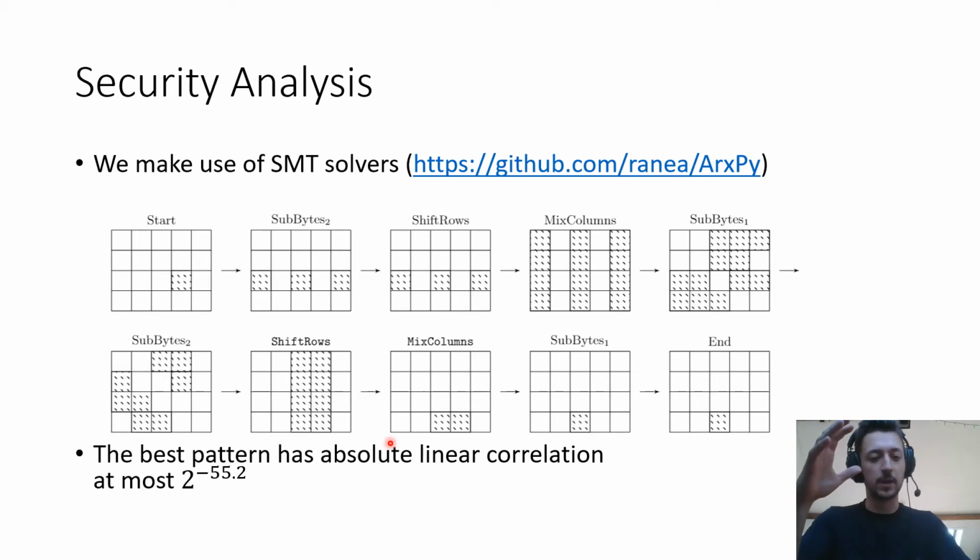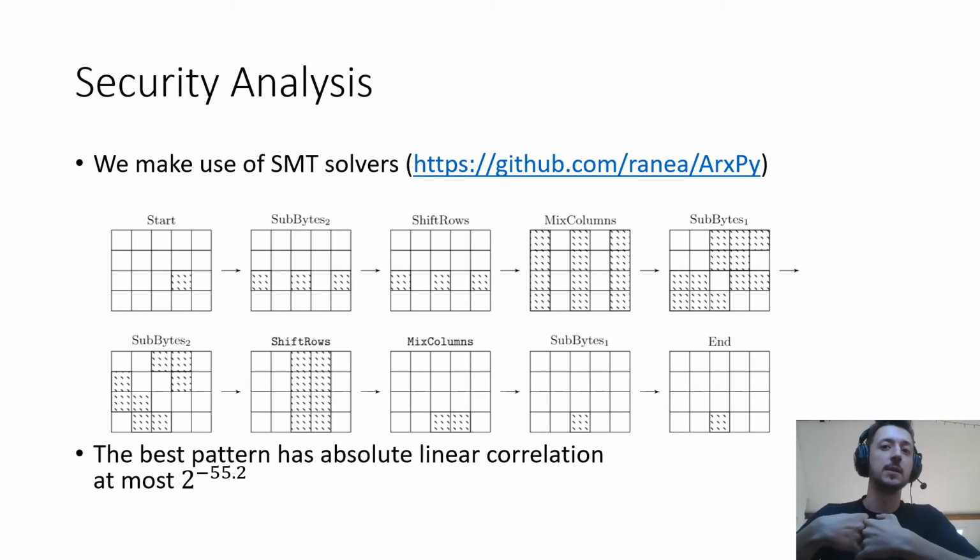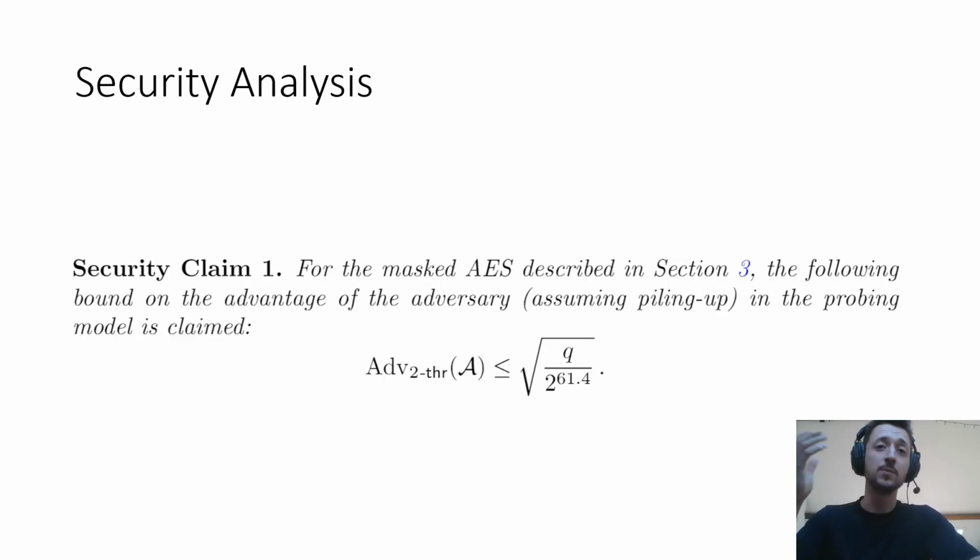But note that we made a difference between active to active transitions and non-active to active transitions. And so the SMT solver also optimized over this, and we found that the best pattern has absolute linear correlation at most 2 to the minus 55.2. And this brings us to the security claim that you can see before you. It says that the advantage of the adversary is bounded by the square root of the number of queries, or the number of traces, divided by 2 to the 61.4.